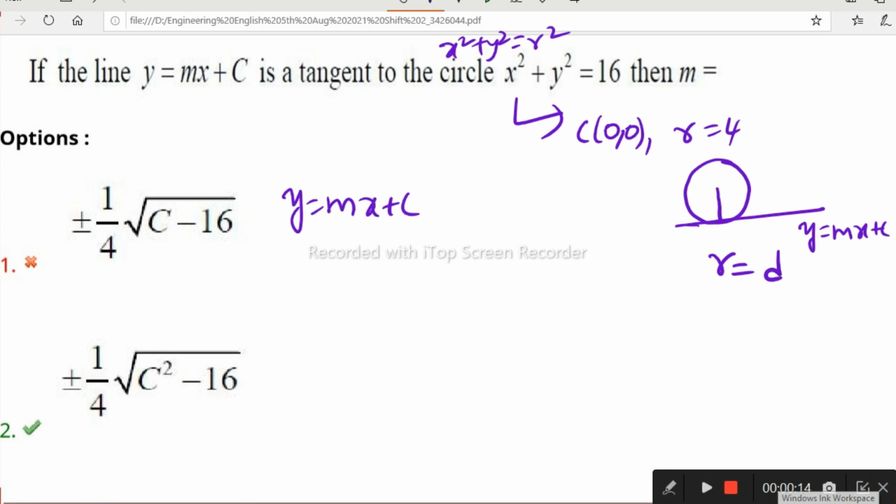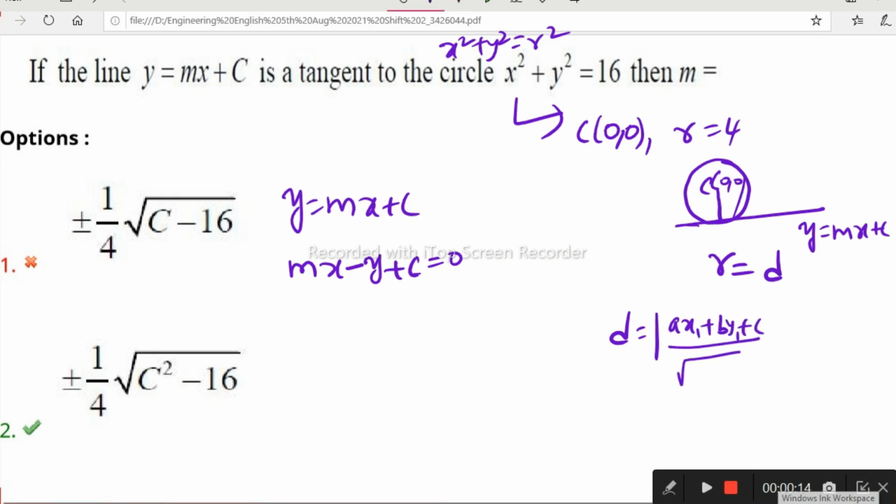How can we write y equals mx plus c? Take it as mx minus y plus c equals 0. Now what is d? The distance from the center to the line. Let us find d first. The distance from the center 0, 0 to the line, what is that formula? Mod of ax1 plus by1 plus c by root over a square plus b square. Here x1, y1 is 0, 0, so we get mod c. Mod c means c by root over a square plus b square. a is the x coefficient, m, and b is the y coefficient, -1, so it is m square plus 1 square, which is 1 only. Now this is d.